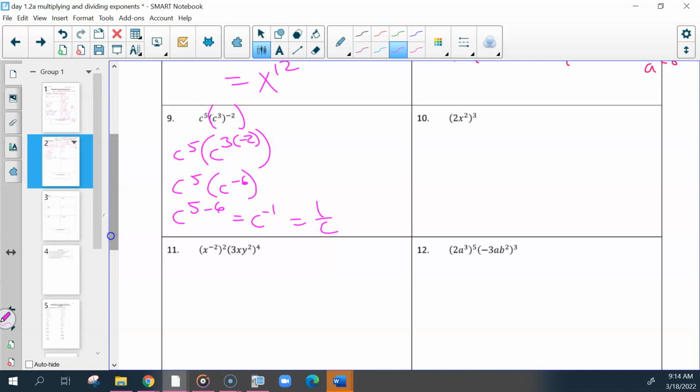There is a way to deal with the negative exponent first, but we'll talk about that. We'll come back to this problem after we talk about our next set of rules. Questions on this so far?